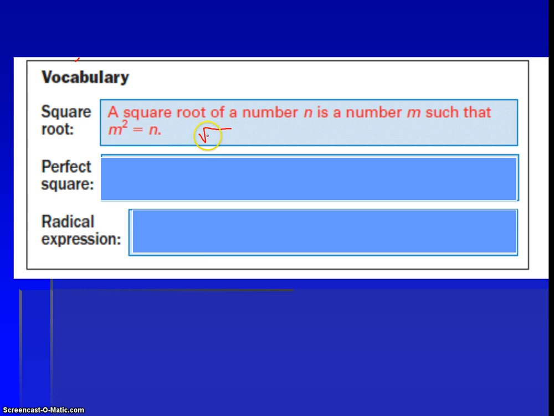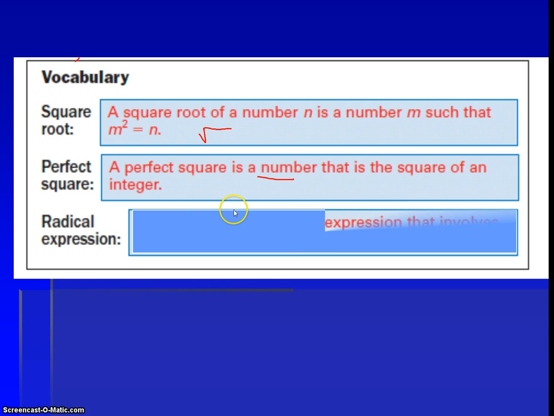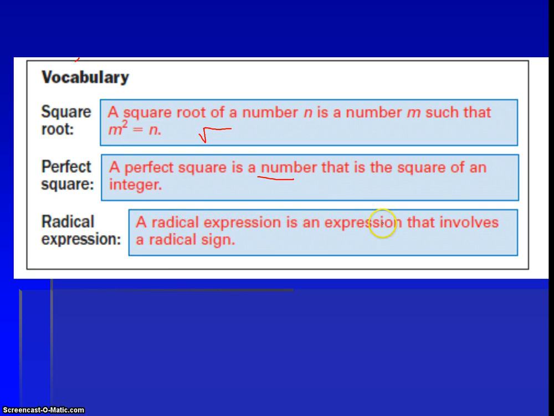In order to find the square root of something, it's technically just the inverse of a number squared. Square root kind of undoes a square. A perfect square is a number that is the square of an integer. A radical expression is an expression that involves a radical sign. Again, the radical sign is the square root sign.